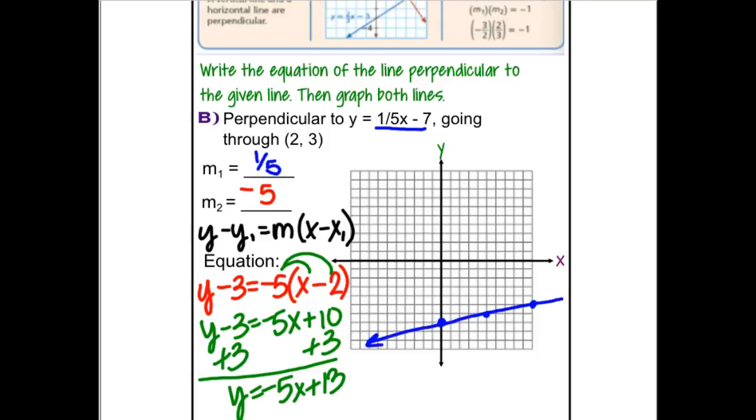And once again, when you're graphing, if your lines are clearly not perpendicular to each other, please fix them. So then we go up 13, so we get 10, 11, 12, 13, and we go down 5, over 1. And the question is, how far do you go? Well, you go until they intersect.